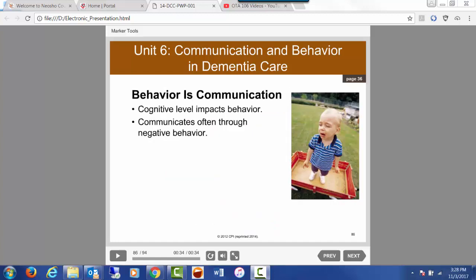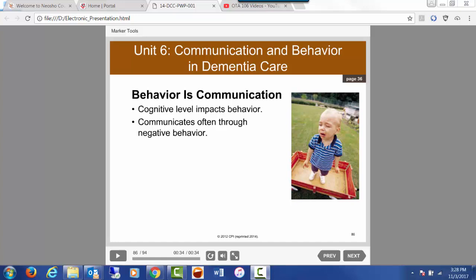Behavior is communication. Look at the picture of the little boy in the wagon. What do you suppose he's trying to communicate to his parents? He's not using words, but his expression and his sounds, his behavior, definitely tell the parents that he is not happy.